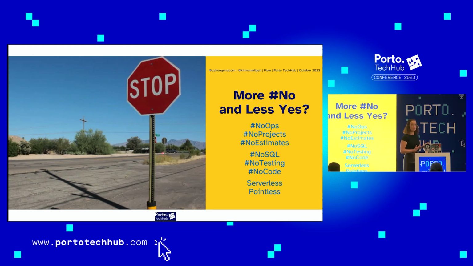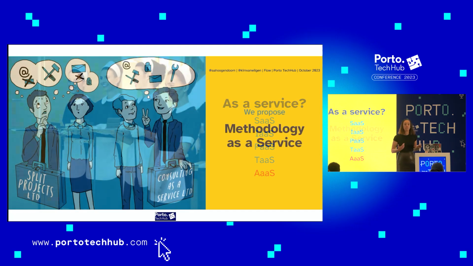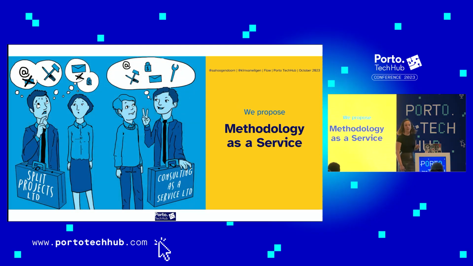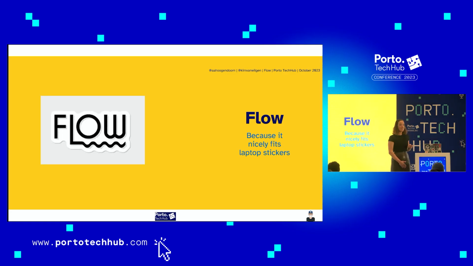Or maybe serverless, pointless. Of course, it has to be something as a service: SaaS, IaaS, PaaS, TaaS, maybe anything as a service, or methodology as a service. Go for that one. And in the end, we just went for flow because it fits nicely on laptop stickers. So that's the main requirement, of course. So yeah, we have some examples. That was a good decision, right? Yes, it was. And we still have to get them in place, I think.